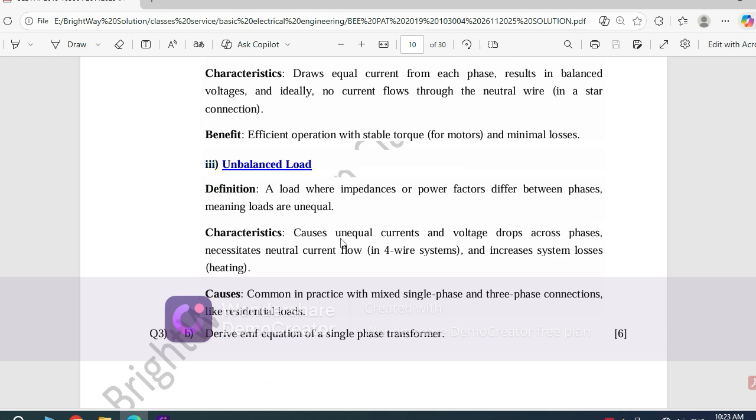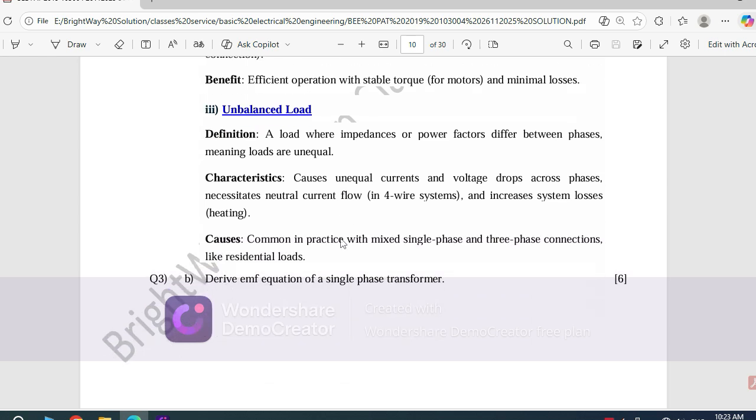Next, unbalanced load. Unbalanced load is simply a load where impedances or power factors differ between phases, meaning loads are unequal. Load unequal is considered as the unbalanced load. Very simple. Okay, these are the terms.